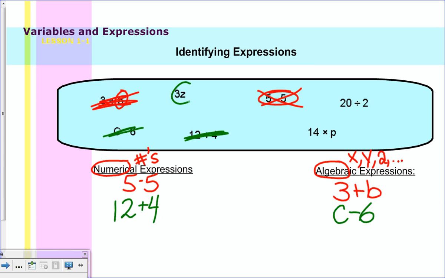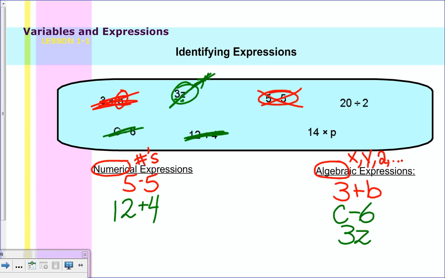Then we have this one, 3Z. Now, I'm just going to tell you this. When they have a number, that coefficient, and a variable together like that, that does mean to multiply. So really, we have 3 times Z there. But it works the same way. Is there a variable? And the answer to that is yes, that's Z. So 3 times Z goes down there in our algebraic expressions.